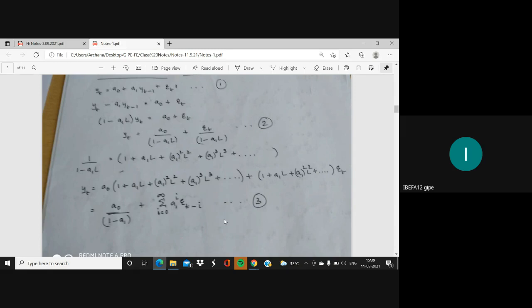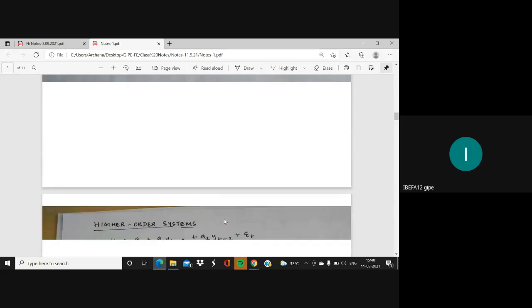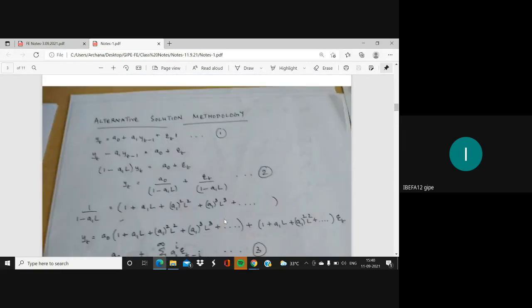As you can see, it is much simpler to solve difference equations using this sort of methodology where you're using lag operators. Even for higher order processes, instead of carrying out that whole iterative process, we'll simply be using the lag operator and then solving the difference equation. I hope this was clear to you all.